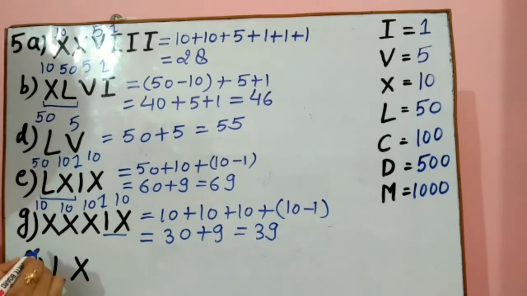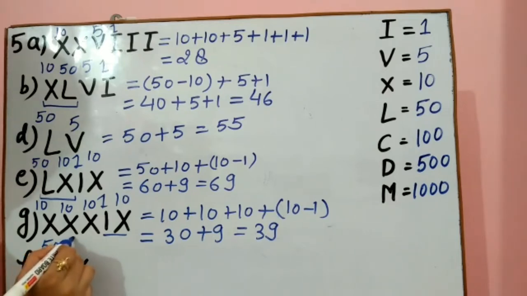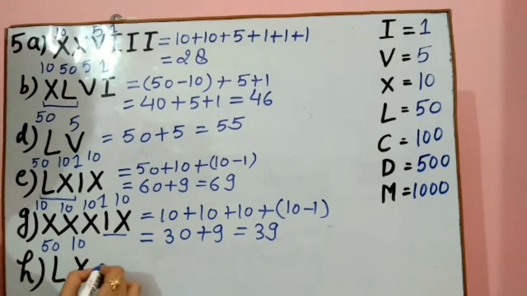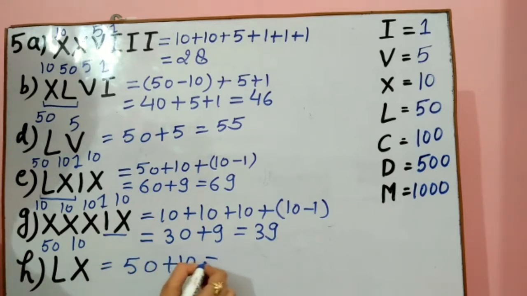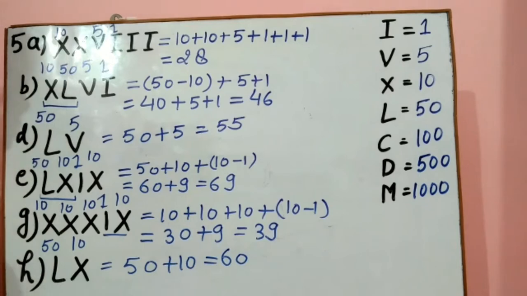H. The value of L is 50 and X is 10. 50 plus 10 is equal to 60. Understood?